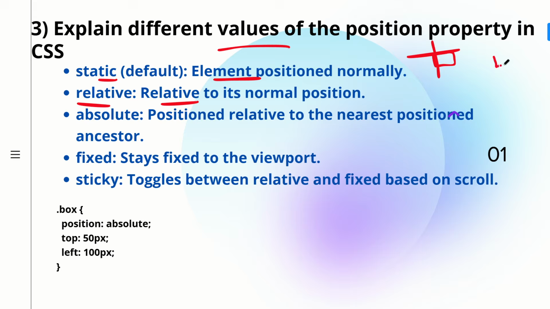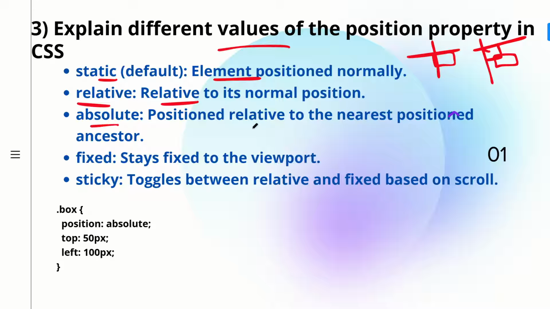So if you give top as 10 pixels and left as 10 pixels, then it is going to get positioned from its normal position. Normal was this one, now it has got shifted. From top it got shifted a little bit, and from left it got shifted a little bit. So this is how relative works. Then we have absolute.